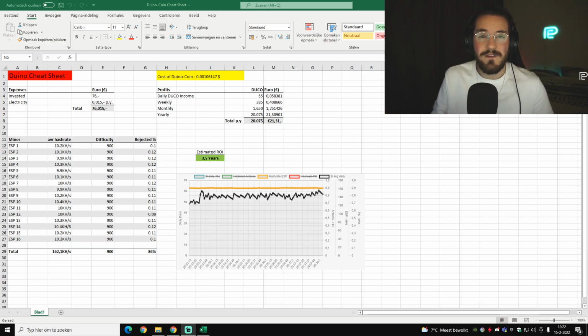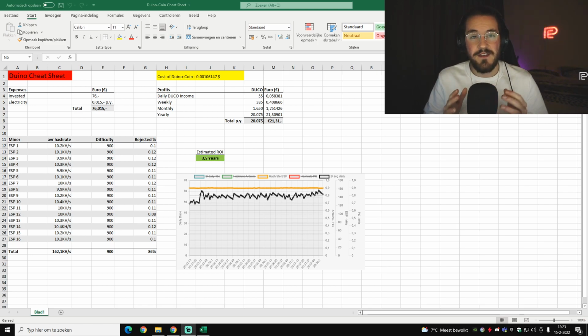So I took 55 as the average, which would make me around 5 cents a day. If you go to weekly, it's 385. It's like 40 cents a day. And this has to be considered that the price would stay the same in this example. Monthly, it's 1,650, and yearly, I make around 20,000 Ducos. So based on that, I make around 21 euros a year.